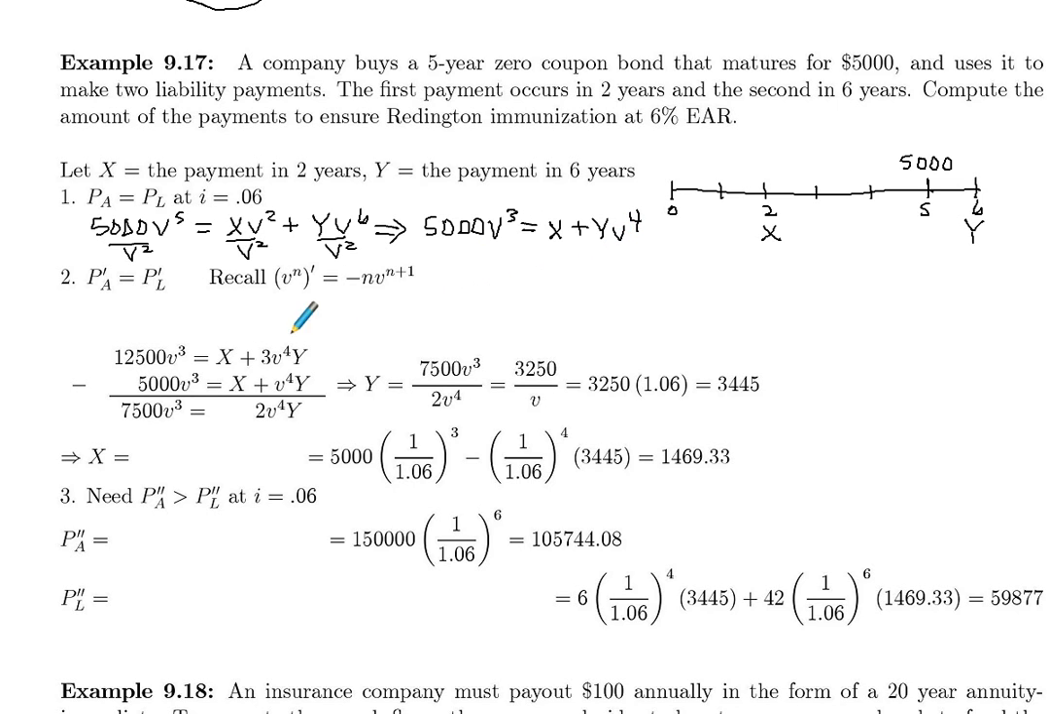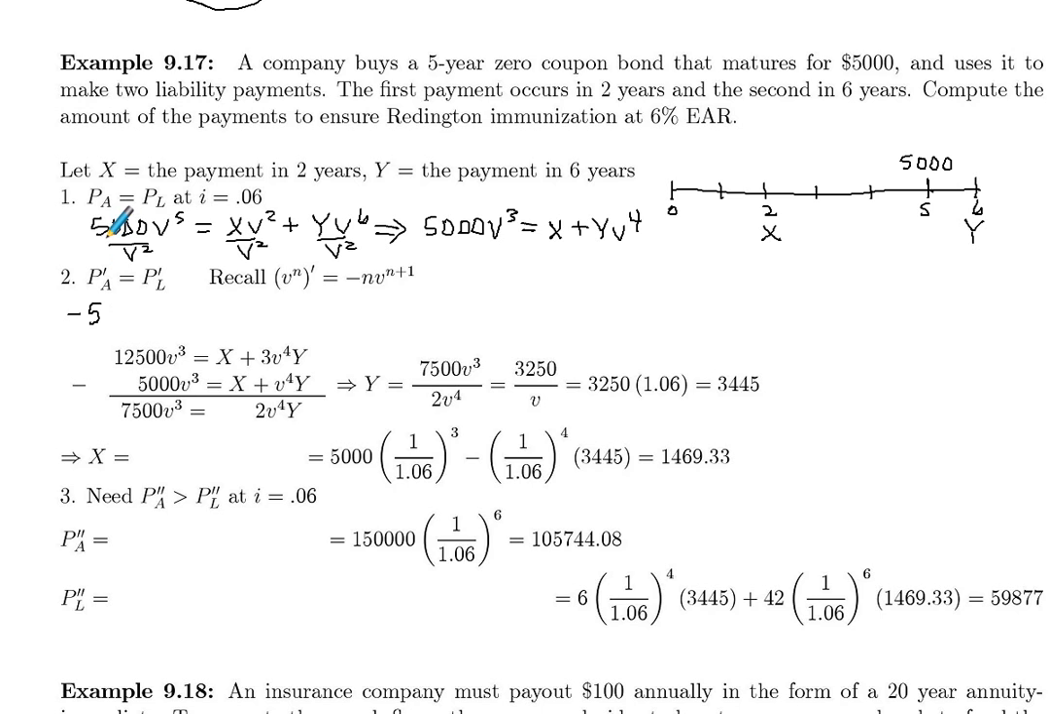Okay, let's look at the second condition. P prime sub A has to equal P prime sub L. Remember our derivative here: v to the n, the derivative of that is negative n v to the n plus 1. And here is our P sub A. So if we differentiate that, negative 5 comes down in front.